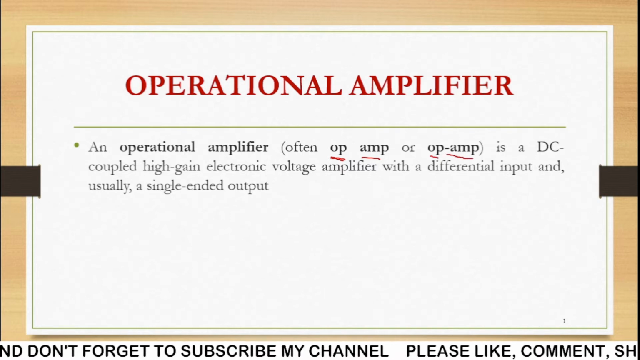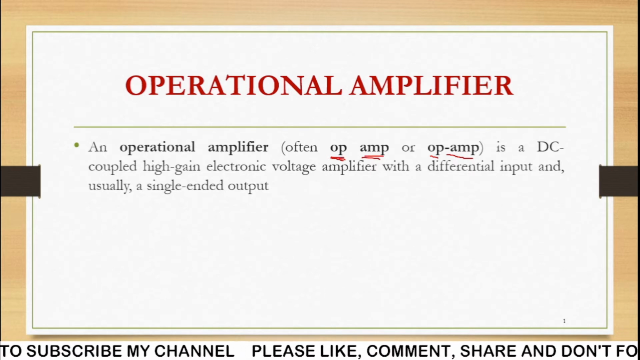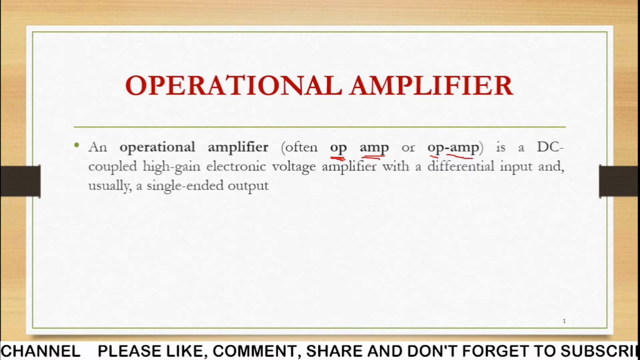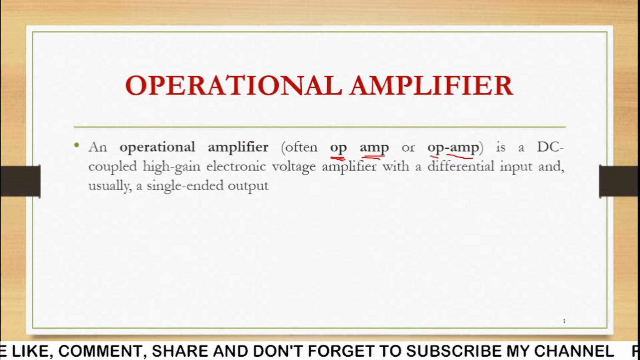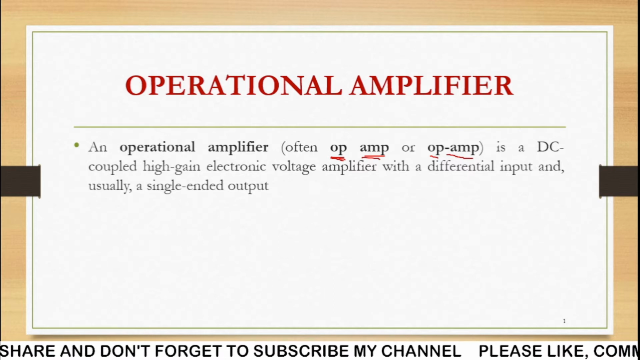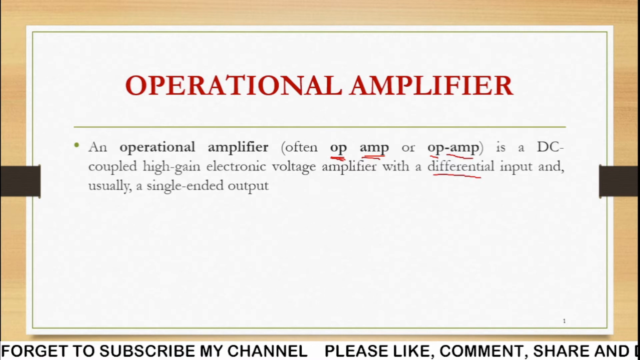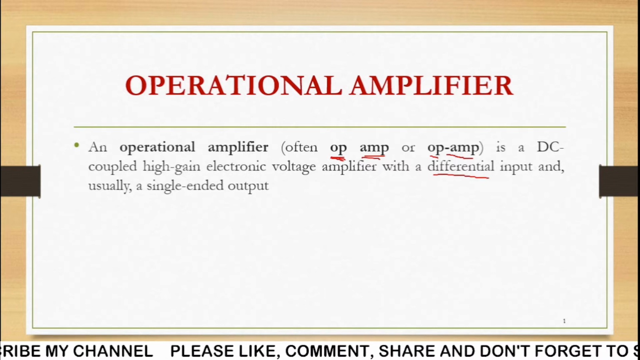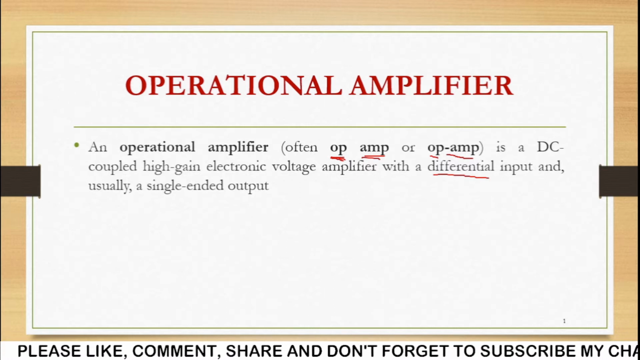So the operational amplifier's definition is very simple: it is a DC coupled high gain electronic voltage amplifier with a differential input and usually a single ended output. Differential input means there are two inputs, and single ended output means we can measure the output with respect to ground. So that is called a single ended output.